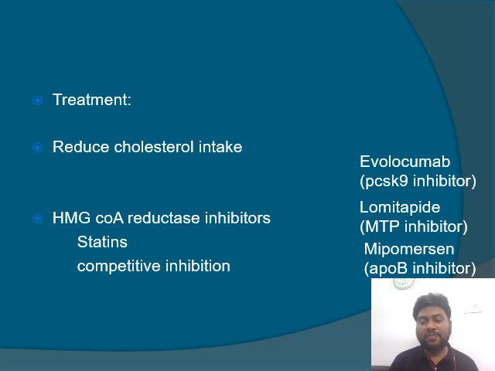And finally, the last drug is mipomersen, which inhibits ApoB synthesis. LDL has only one apoprotein, which is nothing but ApoB100. So if the synthesis of that is inhibited, automatically lipoprotein LDL production will also be inhibited, and the risk of atherosclerosis will be decreased. So that's it about LDL metabolism.